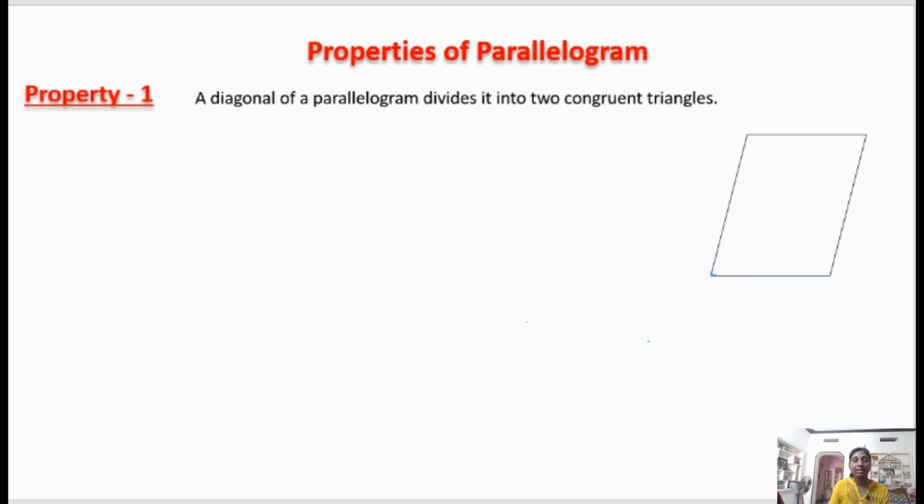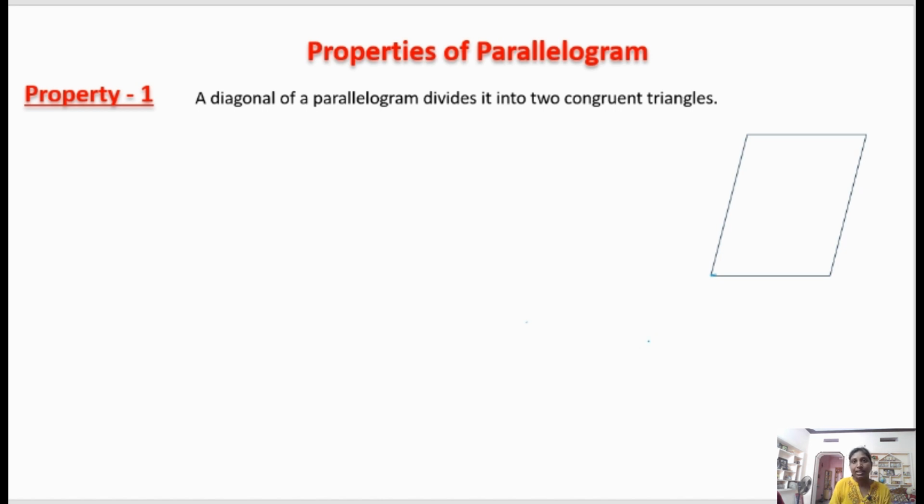Now we will learn the properties of a parallelogram. So here is property number 1. Let us read the property. A diagonal of a parallelogram divides it into two congruent triangles. Okay, so let us prove this property. Two congruent triangles means two equal triangles.